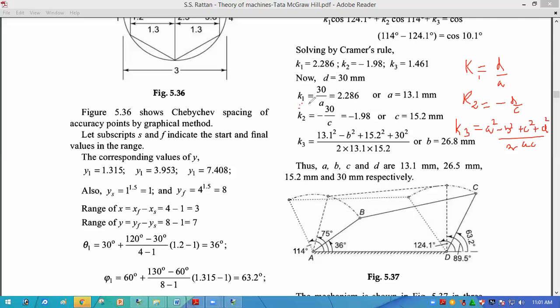We know the value of k1 and d, so we can find the value of a, that is 13.1 mm, and we know the value of k2 and d, so we can find the value of c. Substituting the values of k3, a, c, and d, we can find the value of b. So now we have the values of a, b, c, and d, and the input values were found by the Chebyshev spacing. Now let us construct the four-bar link mechanism.